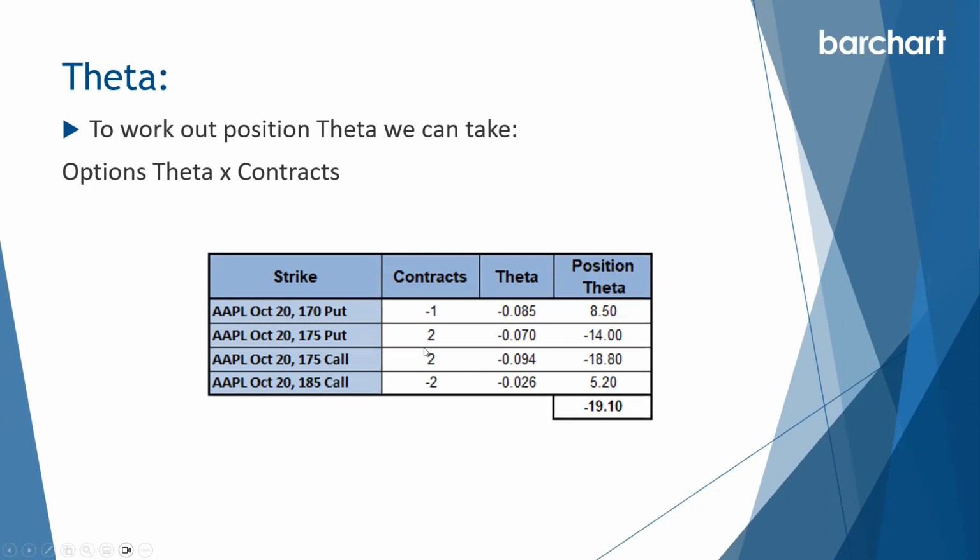Same with the call option. We're long 2 contracts. Positive times the negative is still negative, losing $18.80 per day through time decay. Selling the call option, negative times the negative is positive. We're gaining $5.20 per day from theta. And then overall, our position theta is negative $19 per day.